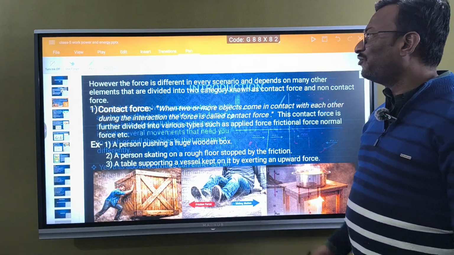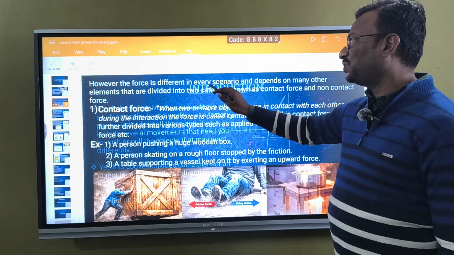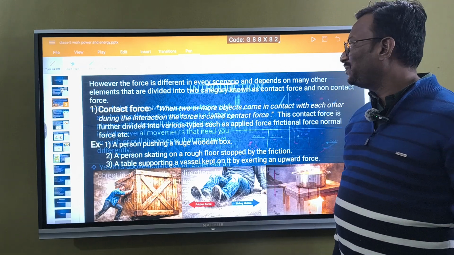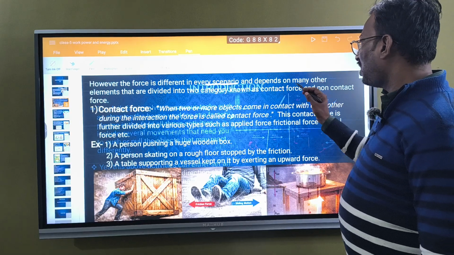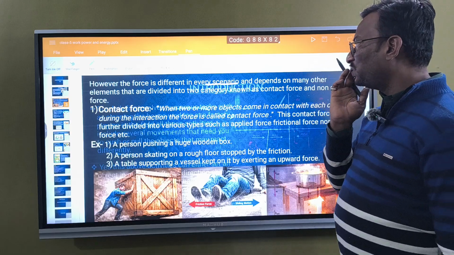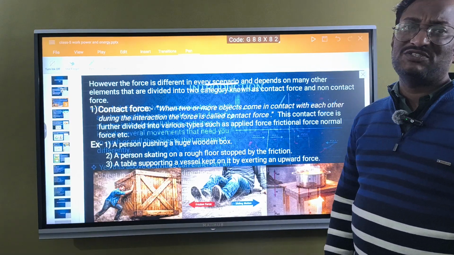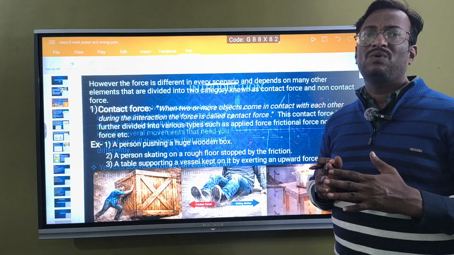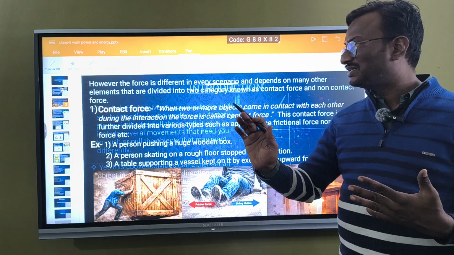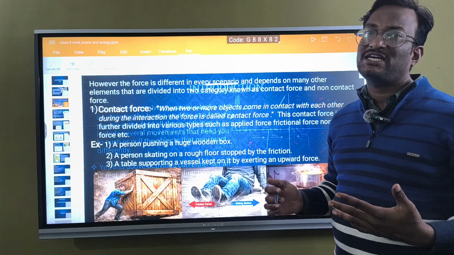However, the force is different in every scenario. In different scenarios, in different conditions, the force will be different and depends on many other elements. This force is divided into two categories. One is contact force and the other is non-contact force.